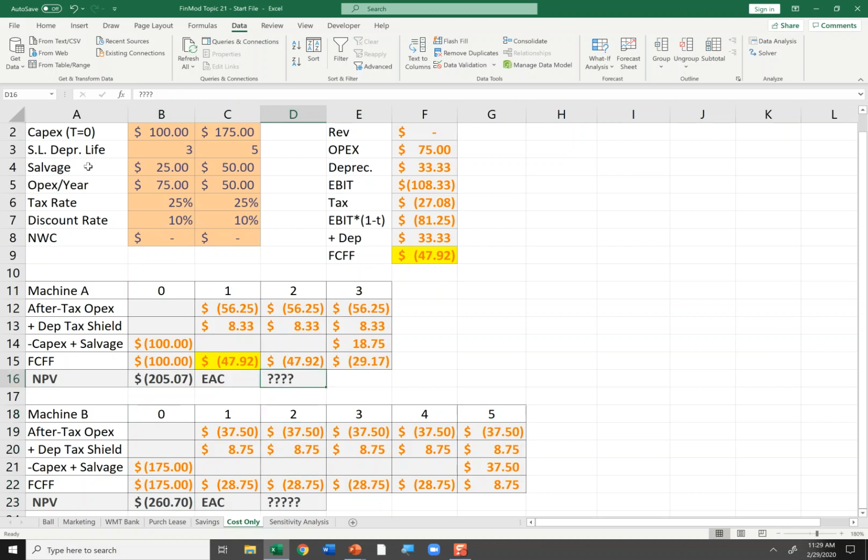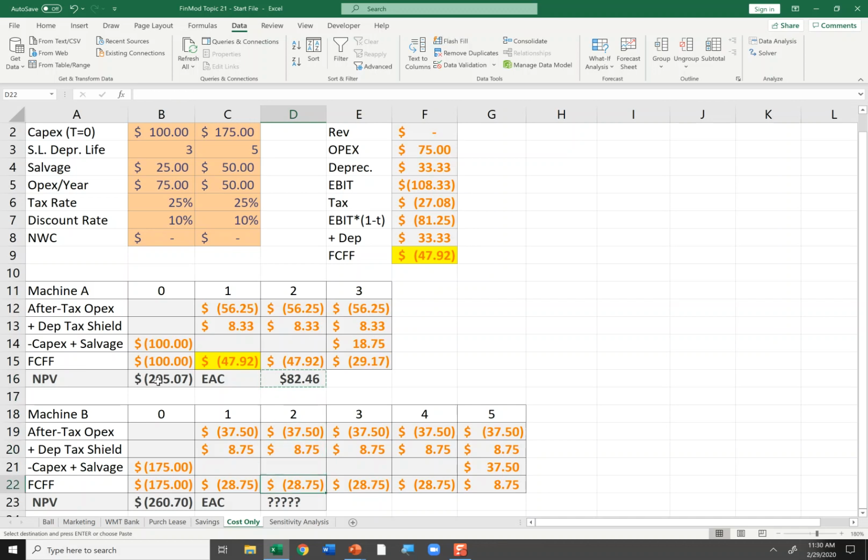So what I'm going to do is convert these NPVs into EACs by doing the payment function. I'm going to put in my discount rate. I'll just anchor that. I'm going to put in the number of periods. For this one, it's going to be 3 periods. And for present value, I'm going to put in the NPV. So this project actually costs you about $82 a year.